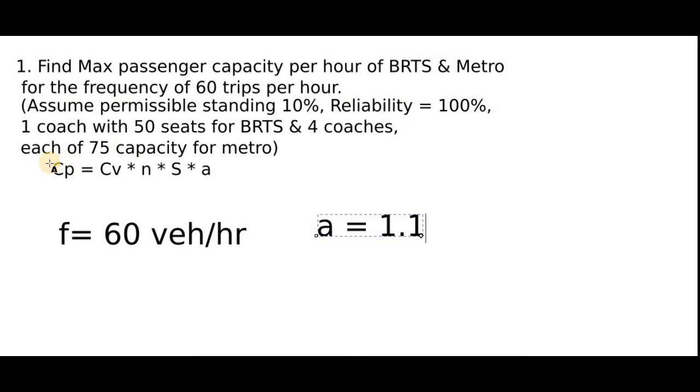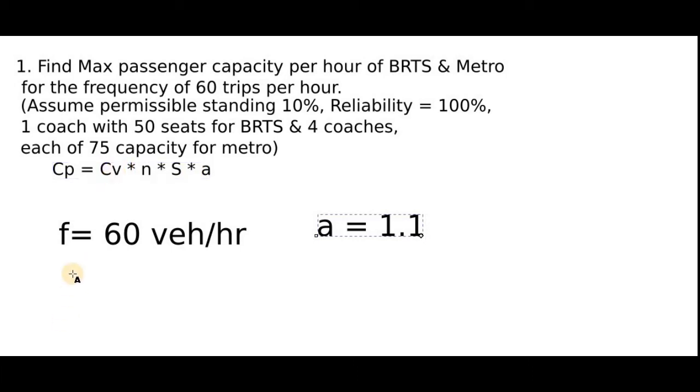So, we have this formula for maximum passenger capacity: Cp is equal to Cv into N into S into A. N is our number of coaches, which is 1 for BRTS and 4 for metro. S is your seats, 50 for BRTS and 75 for metro. And A is your load factor; as they've said, assume permissible standing is 10%, so a load factor of 1.1 is acceptable. In this entire equation, we don't have one thing, and that is Cv.